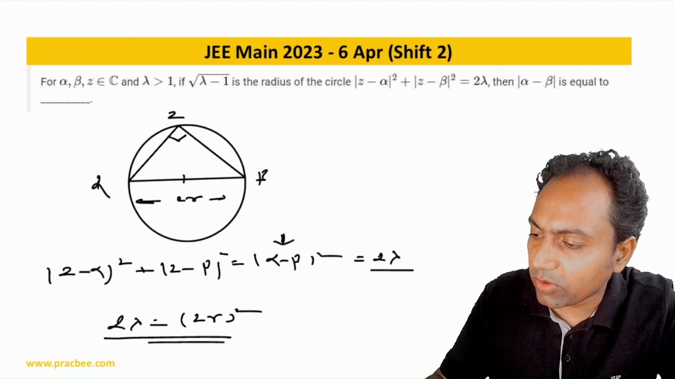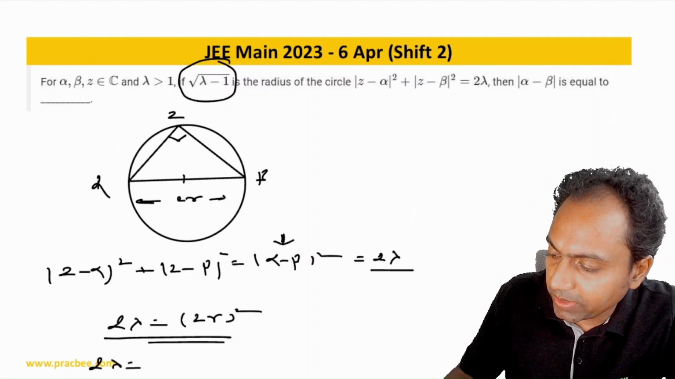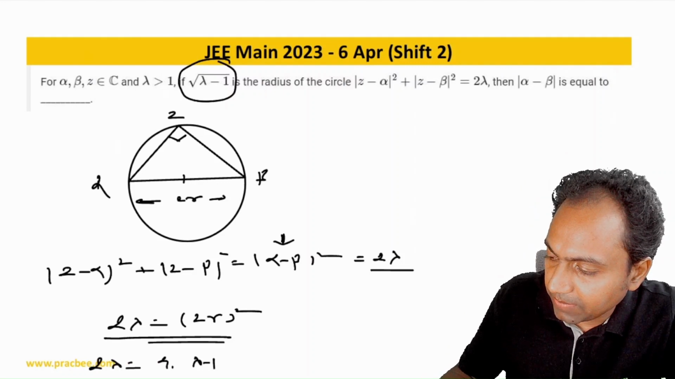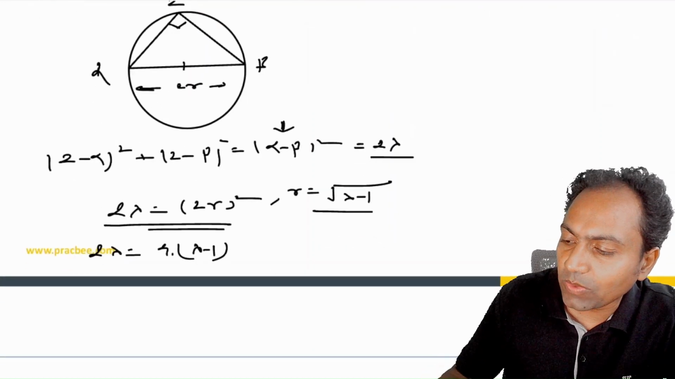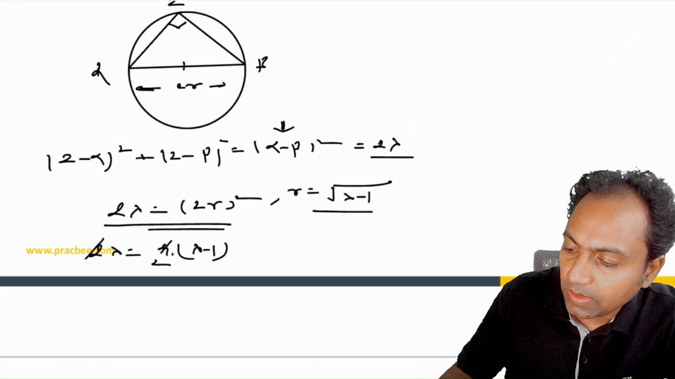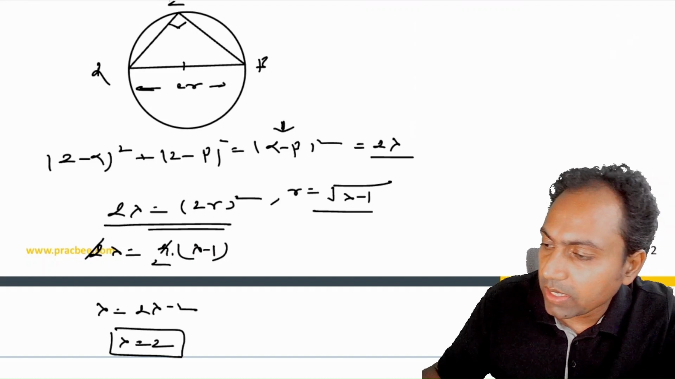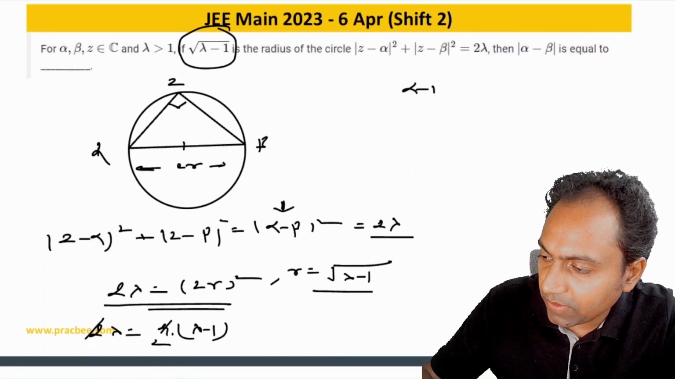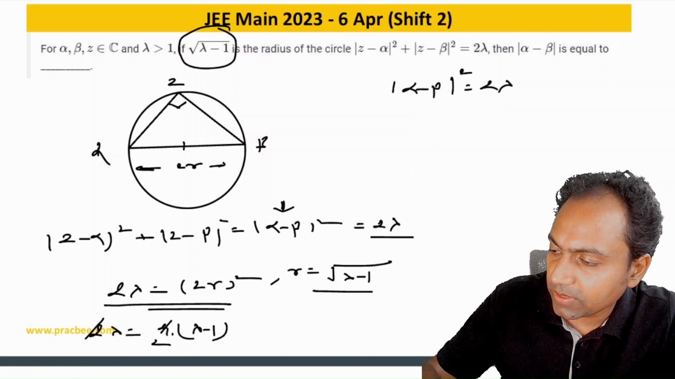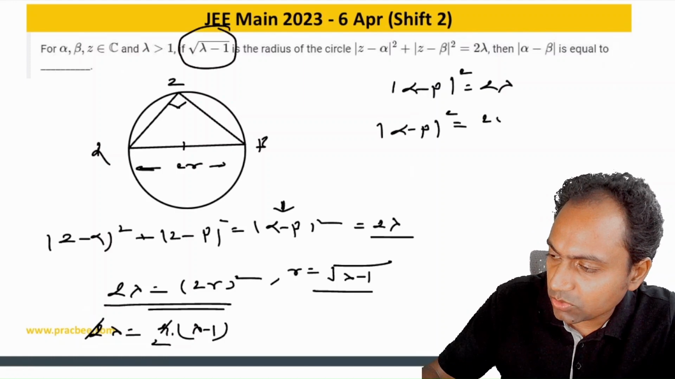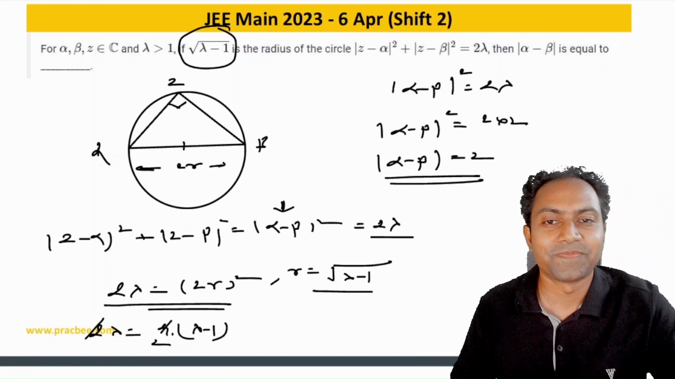Once you got that, they have also given the value of the radius, that is root of lambda minus 1. So if I put it here, it is 4 times lambda minus 1, because here r is equal to root of lambda minus 1. If you put these values here, you can cancel out 2. Your lambda will be equal to 2 lambda minus 2, so lambda becomes equal to 2. If lambda is equal to 2, what they are asking is the value of mod of alpha minus beta. And we know that the square of this was equal to 2 times lambda. So mod of alpha minus beta whole square is 2 into 2, and the value of the modulus of alpha minus beta comes out to be 2.